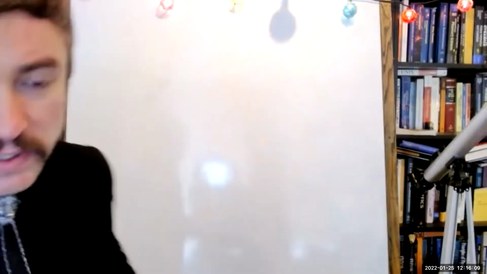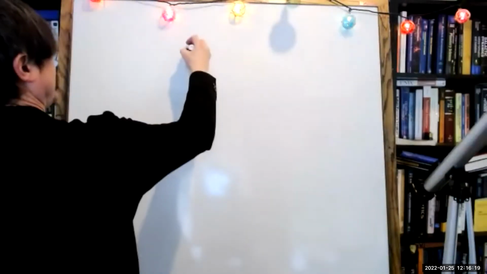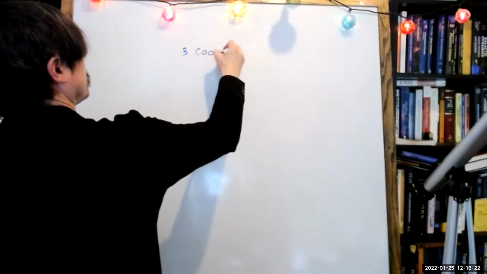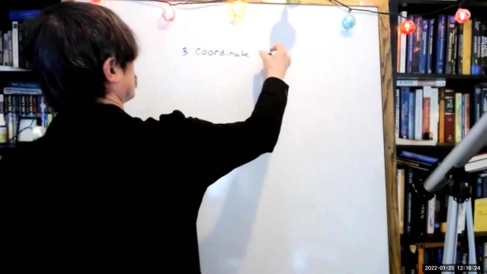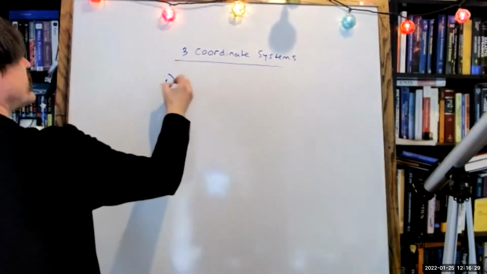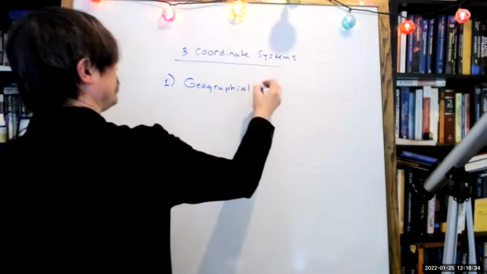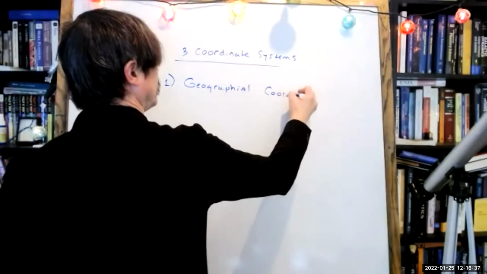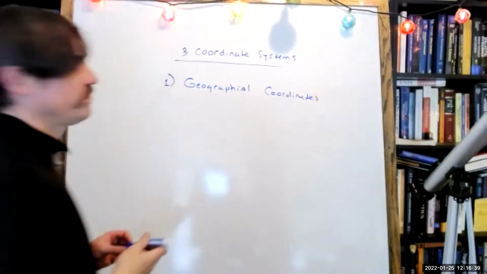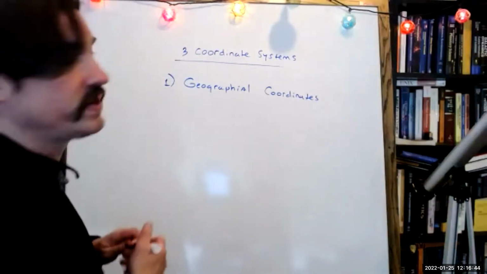Okay, let's go ahead and talk about what we're going to do next. We're going to be defining 3 coordinate systems that are going to help us understand the motions of the sky. The first is going to be a review of geographical coordinates. This is something that you probably have heard about, your latitude and your longitude. But it can't hurt to do it again.